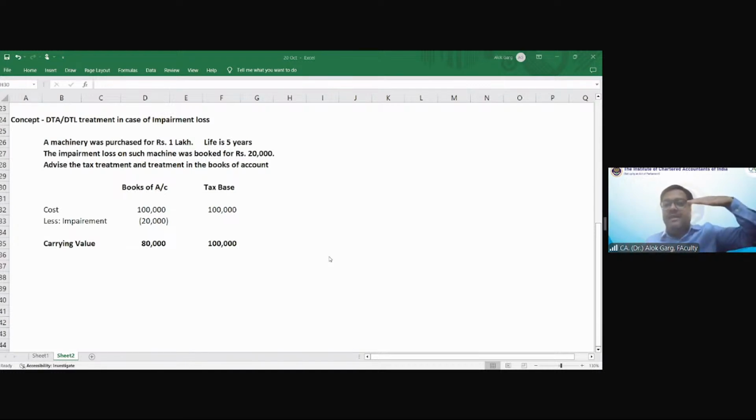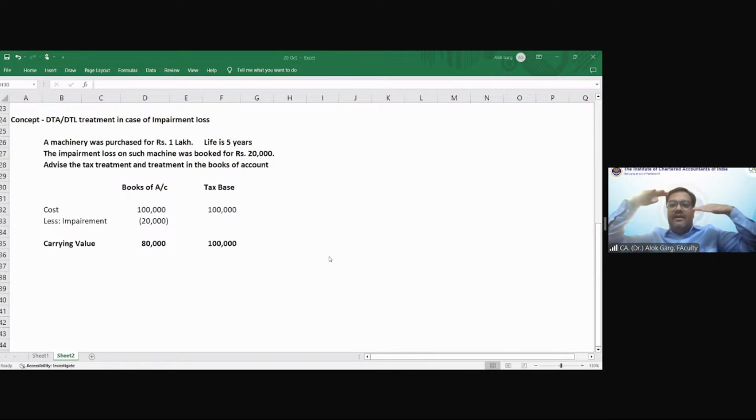On my left hand, it is books of accounts. And what is it? 80,000 rupees. On my right hand, it is tax accounts, the tax books. And in the tax books, it is 1 lakh. So my books of account is lower, my tax books is higher. My asset is higher in the tax books. Now I have to align my books and tax. I have to pass an accounting entry.